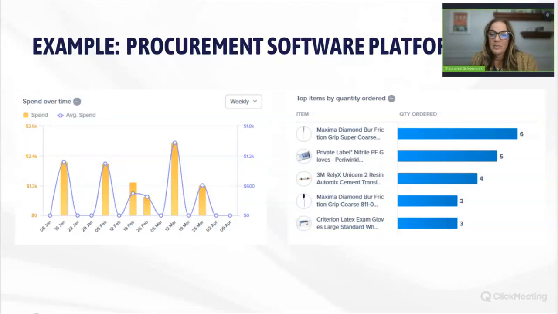These are top items by quantity. So it might not be the most expensive items you order, but it's the items you order the most in quantity. Now, this was for a week. So we've got 6 burrs, some gloves, Reliax, more burrs, and more gloves. This can be helpful when the time frame is longer, like a month or even a quarter.